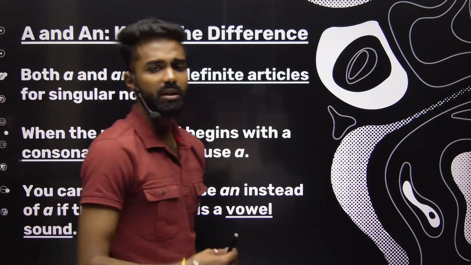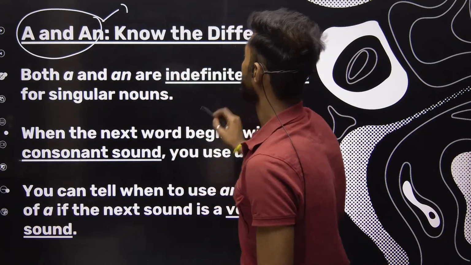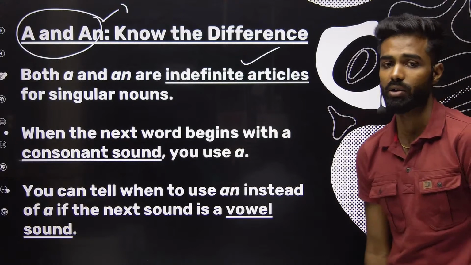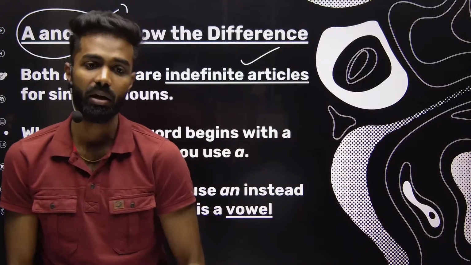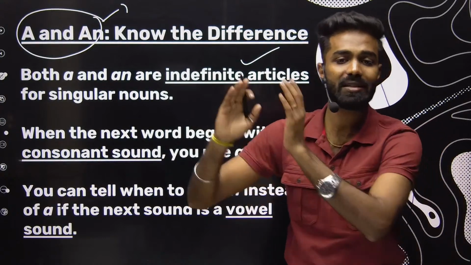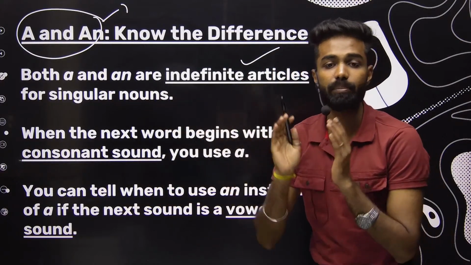Okay. So what is one thing common about A and an? A and an are my indefinite articles, right? Both A and an are indefinite articles for singular nouns. Why am I specifying singular nouns? Because we have only two options, either singular or countable, or plural or uncountable. If it is plural or uncountable, there is no concept of using an indefinite article, which is a or an. So a and an will be used only for singular or countable indefinite nouns, all right?